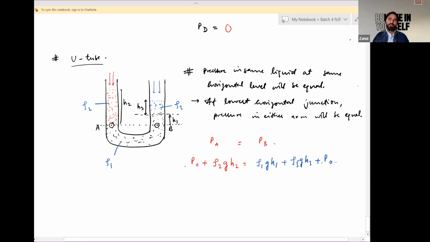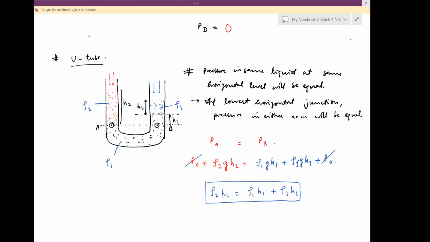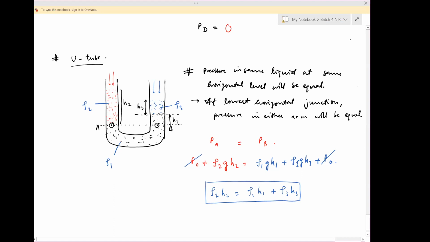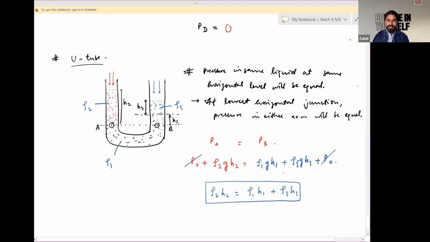Now, P0 and P0 will cancel out. Gravity is a common term, so that will be cancelled out. So you'll get rho2 H2 equals rho1 H1 plus rho3 H3. Using this, you will get the unknown part. Minashi, any doubt? No, sir. Okay, just write it down. So where did gravity go again? Since gravity is common on either side, I've just cancelled it. Oh, okay, sir.